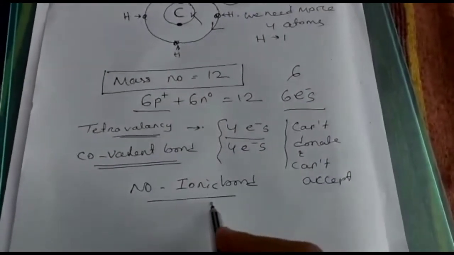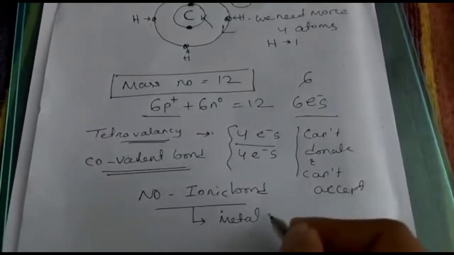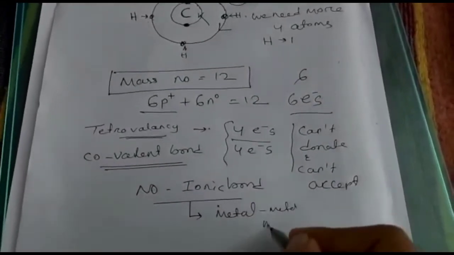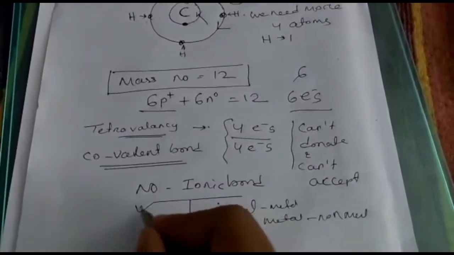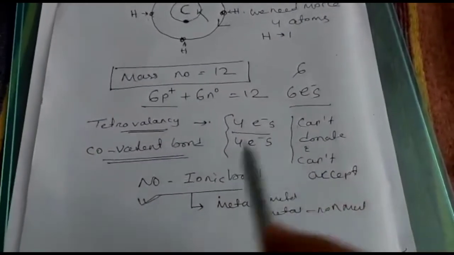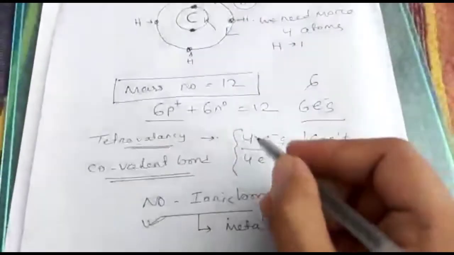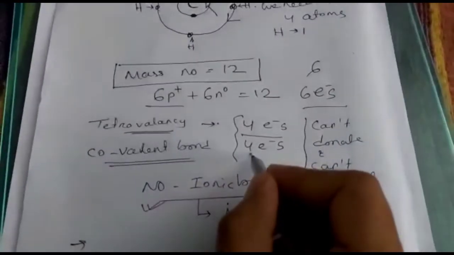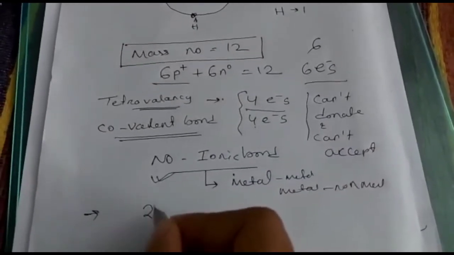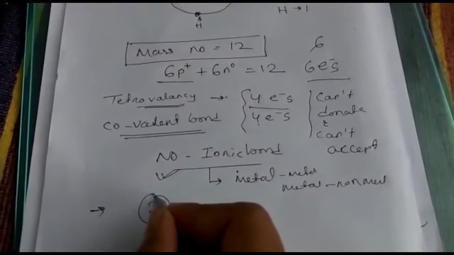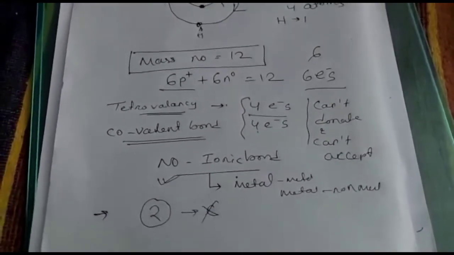An ionic bond forms between metal and metal or metal and non-metal. But in an ionic bond, electron donation also takes place, and electron acceptance also takes place. What is the problem? If carbon donates 4 electrons, then there will be only 2 electrons. Then carbon will not exist.